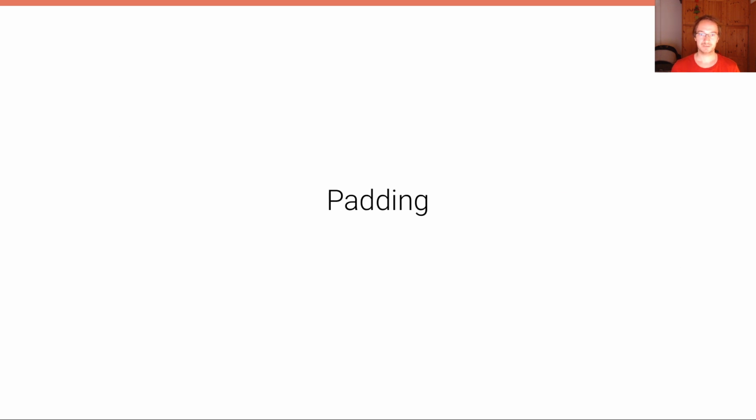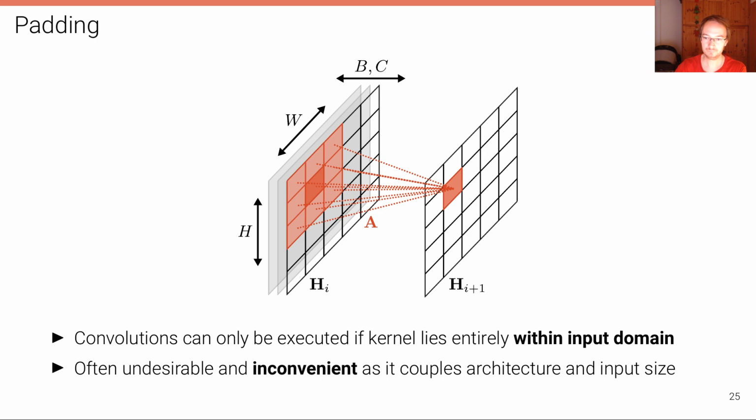Okay, now there's one more thing that's important to consider, and that's padding. What I've ignored so far is that the convolutions are actually only defined if the kernel lies entirely within the input domain. So for instance, we can calculate the value at this location because, with a 3x3 kernel, we can multiply that 3x3 kernel with all the inputs, all the channels and all the spatial locations here, because it's lying completely inside that domain.